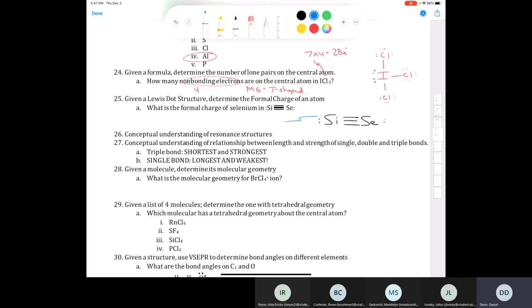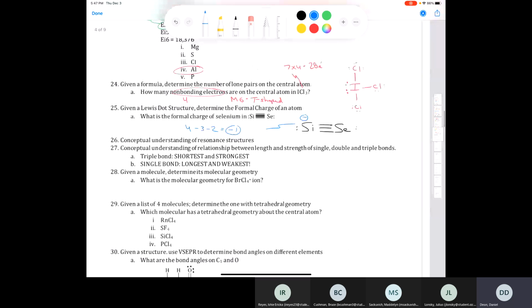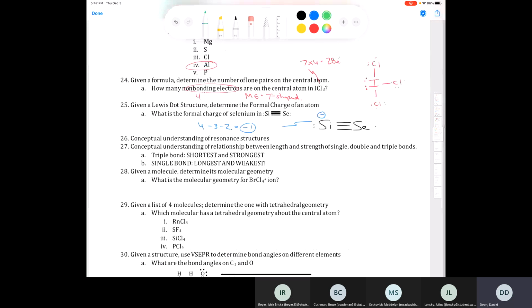Okay, let's try that again. So it's silicon, which is in group 4. So it falls underneath carbon. So we have 4 minus 3 sticks and 2 dots. Sorry, there we go. We have a charge of -1 on the silicon. And then for the selenium, let's do the selenium now. Selenium is in group 6. So we got 6 minus 3 sticks and 2 dots. That gives us a charge of +1, and so we have a charge of +1 there. Whew. All right, let's move on to number 26.